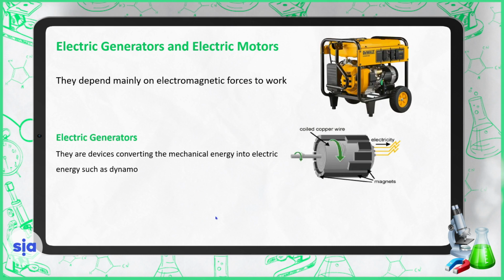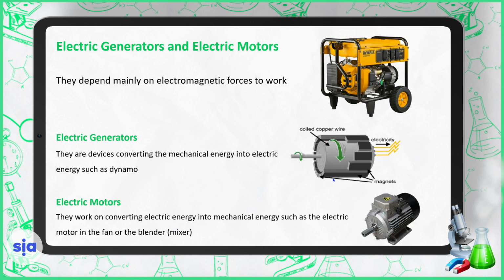Here are electric generators. They are devices that convert mechanical energy into electric energy, such as the dynamo. But what about electric motors? They are the opposite. They convert electric energy into mechanical energy, such as the electric motor in the fan or the blender. Now we are going to talk about nuclear force.